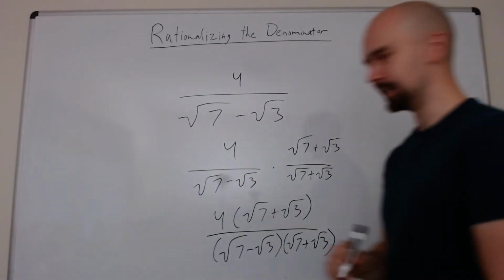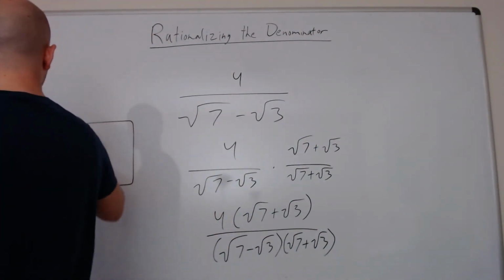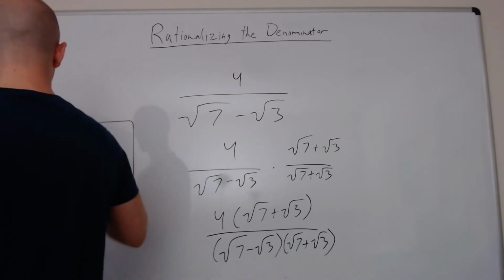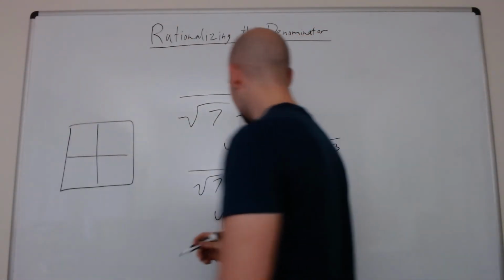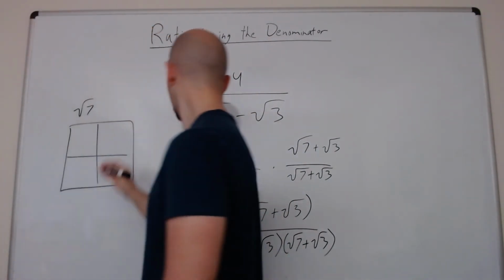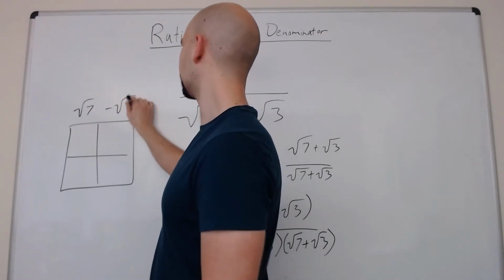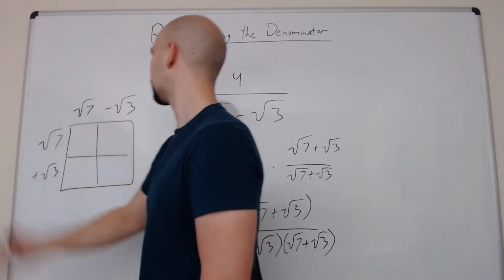Go ahead and do my FOIL square. What we're really doing is multiplying binomials. I'm just calling it foiling, which is not the best way to say it, but it's easier. Square root of 7 minus the square root of 3, square root of 7 plus the square root of 3.